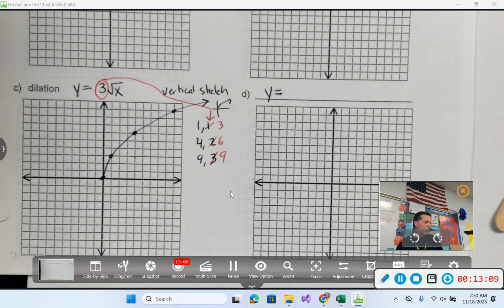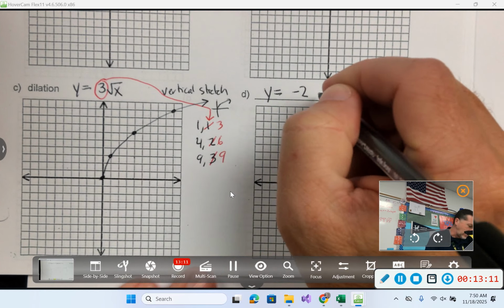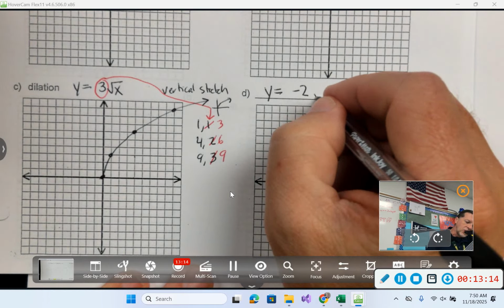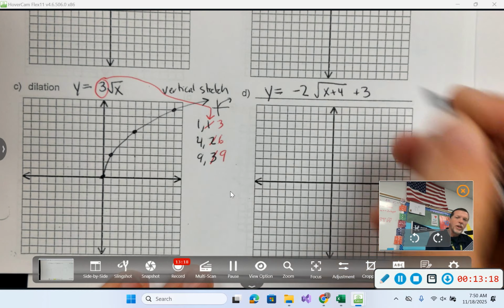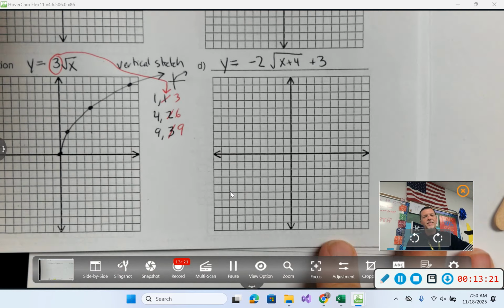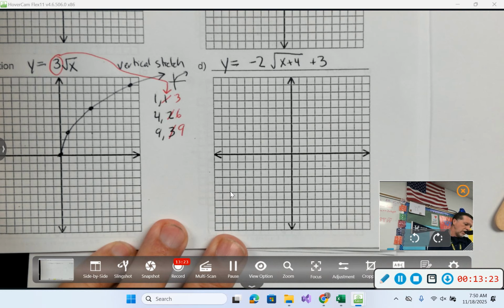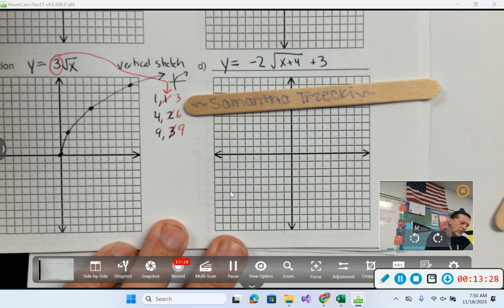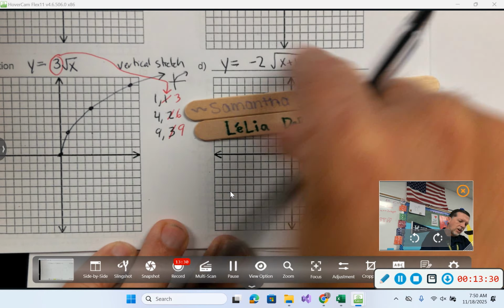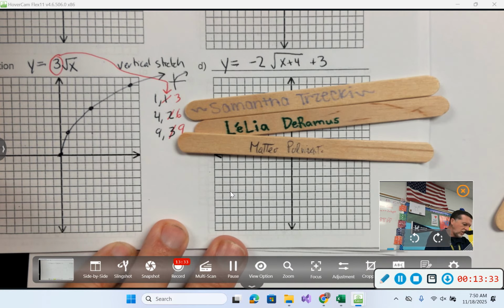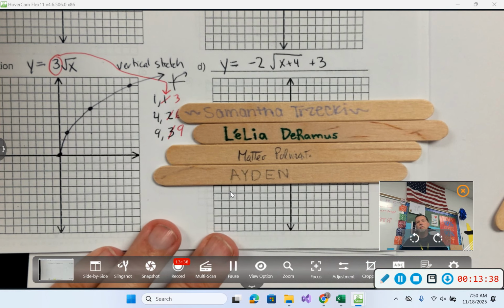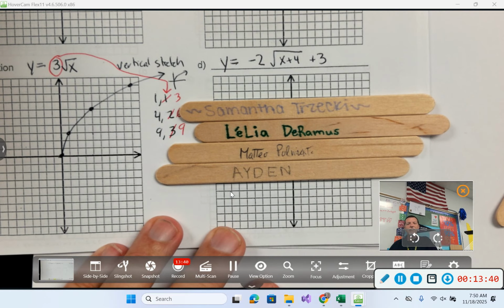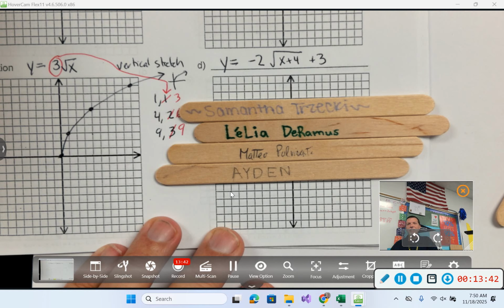All right, you guys are good at this. So let's just throw everything all at once at one here. Y equals -2 square root x plus 4 plus 3. So that's all the changes we could make are there. I think I see 4 changes. So we'll go in order. Or not in order, we'll just go ladies first, and then Mateo and Aiden will have to just take whatever's left over at the end there.